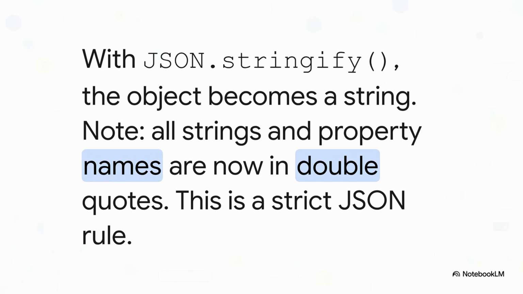Now, the number one thing you have to notice here is the double quotes. They're everywhere, not just on the string values, but on the keys, the property names too. This isn't optional, it's a hard and fast rule of the JSON format. Keys must be in double quotes.